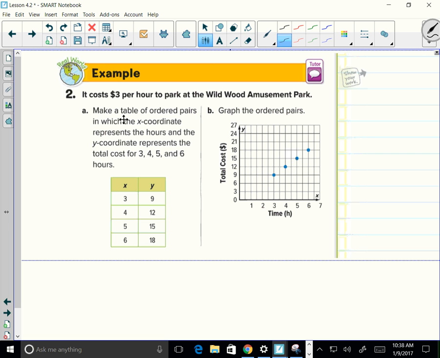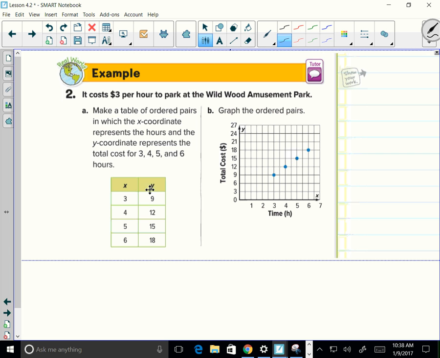All right, example number 2. It costs $3 per hour to park at the Wildwood Amusement Park. Make a table of ordered pairs in which the x-coordinate represents the hours and the y-coordinate represents the total cost for 3, 4, 5, and 6 hours. So right here the table is made for us. We know x is going to be equal to 3, 4, 5, or 6.